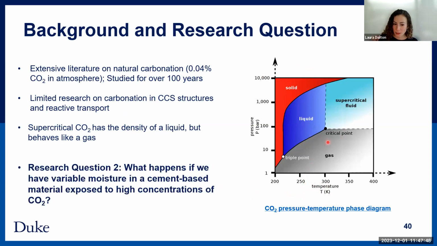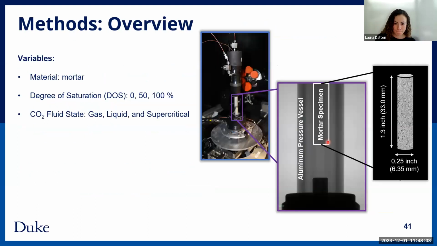And I wanted to know what happened like the second CO2 came in contact with a Portland cement-based material to really understand how the reactive transport would affect the calcium carbonate carbonation front. So again, same system. Wanted to look at mortar again because I knew porous mortar would work well for this.